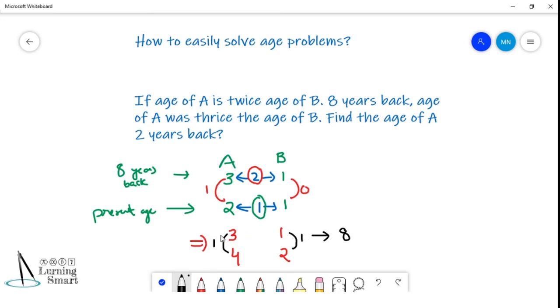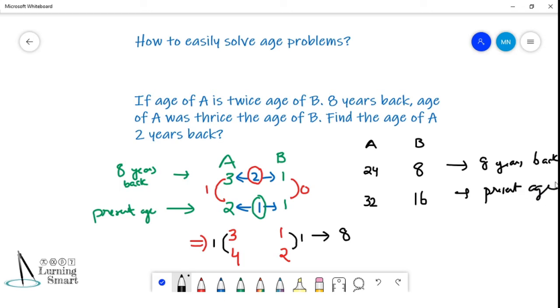So if 1 corresponds to 8, 3 corresponds to 3 multiplied by 8, 24. And this is 1, so it's 8. 4 multiplied by 8, 32. 2 multiplied by 8, 16. So A, B, this is age 8 years back. And this is the present age. See, the beauty of this method is you get all the ages. You get age of A, B, present age, as well as the age 8 years back.